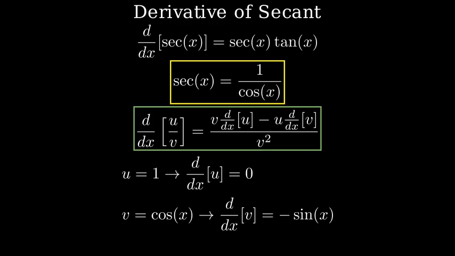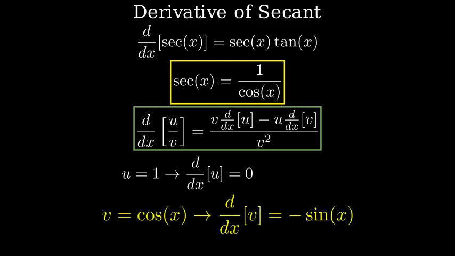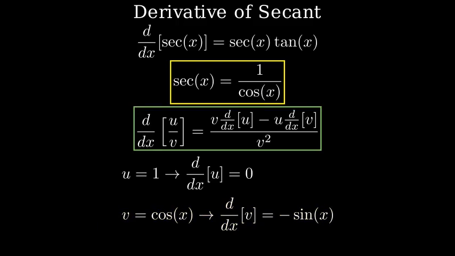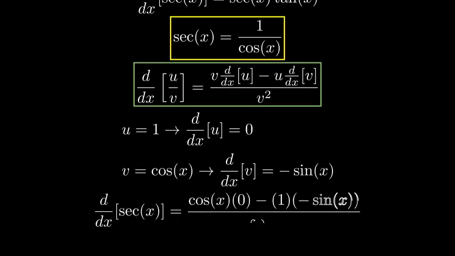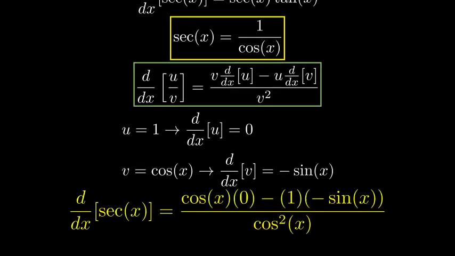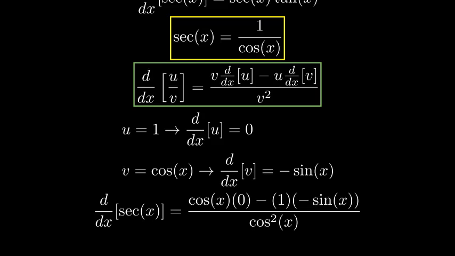Let's identify these parts. U equals 1, so the derivative of u is 0, and v equals cosine of x, so the derivative of v is negative sine of x. Now, let's substitute these into the quotient rule. We get cosine of x times 0 minus 1 times negative sine of x all over cosine squared of x.